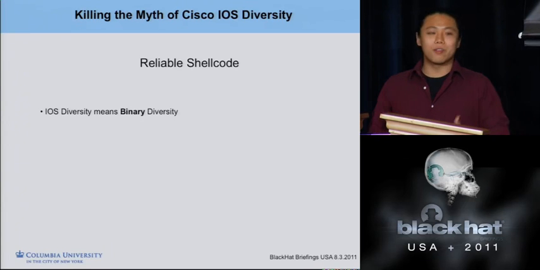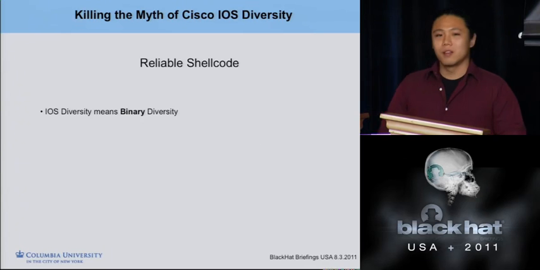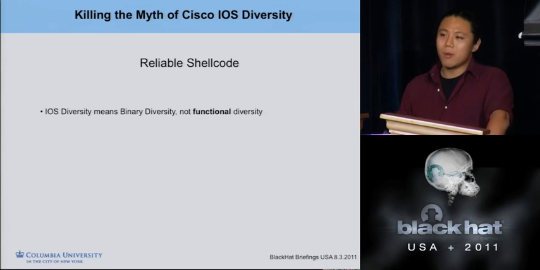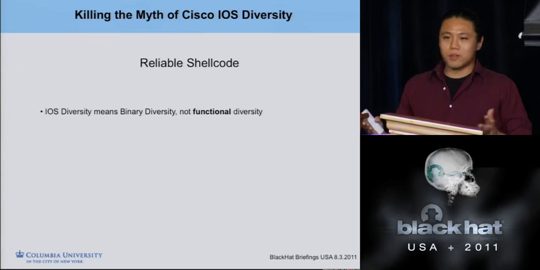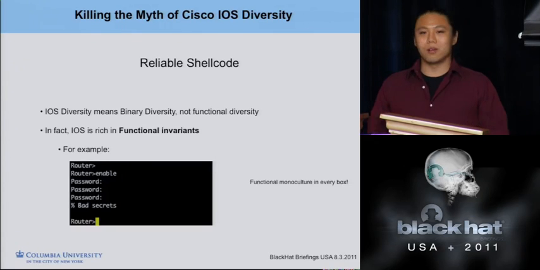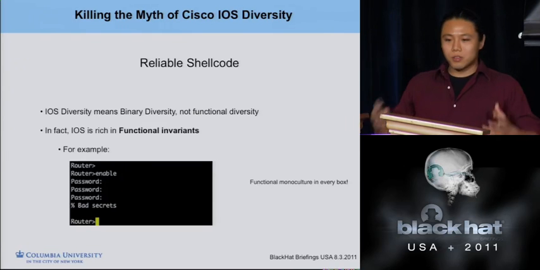So when we talk about iOS diversity, we're really talking about binary diversity, diversity of the firmware. We're not talking about functional diversity. If you think about it, a router, a switch, regardless of the software revision, they have to do some pretty predictable things. So in a sense, they really represent what I'm going to call a functional monoculture.